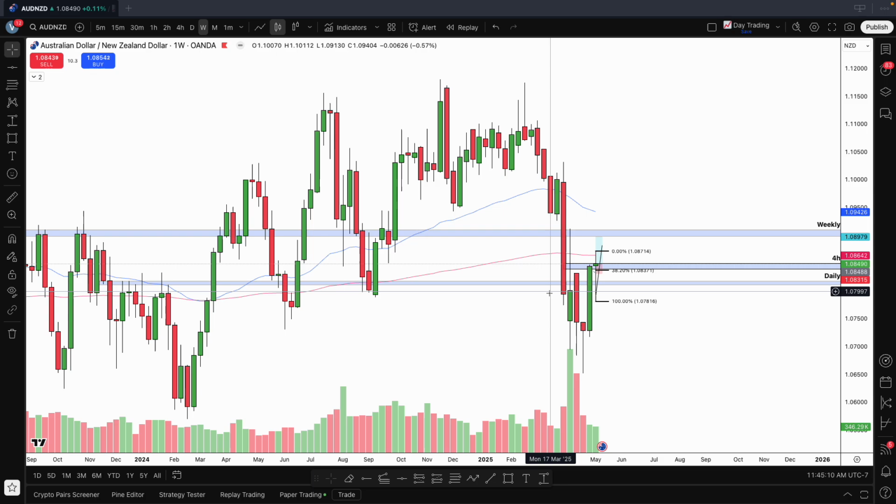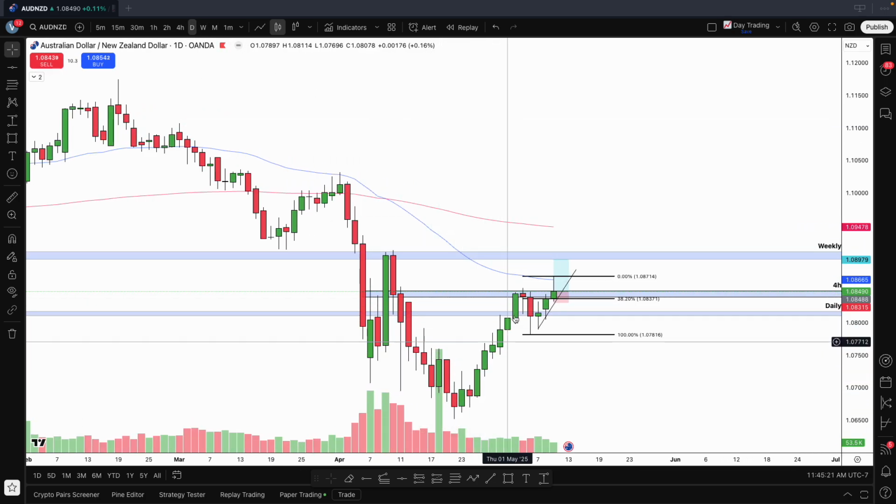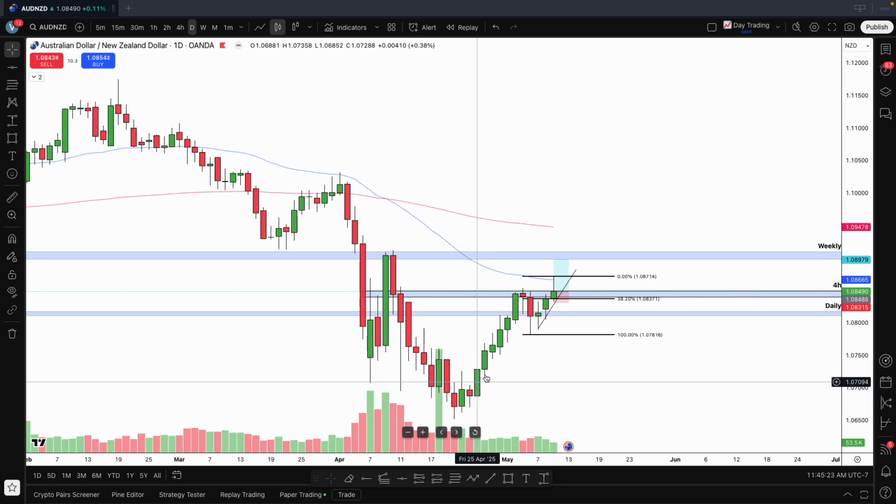Now we've seen a crazy weekly rejection right over here. Price is giving us a bullish pin bar, rejecting a lot of structure right over here. And if you go down to daily, we could see the crazy move that we're seeing right now. So the daily is pretty much bullish. Price made a high, price made a low, price is starting to make another high.